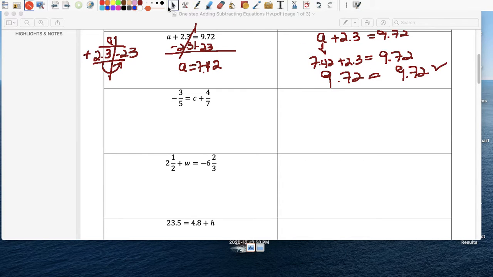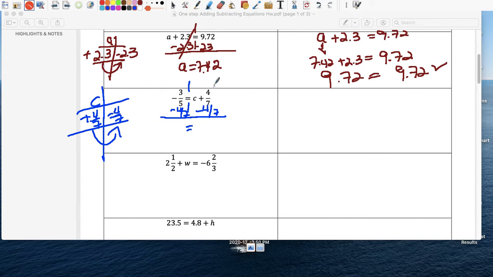Next one. So here's my variable c. What's happening to it? Somebody added 4/7 to it. So in order to undo that, I'm going to subtract 4/7 on both sides, left and right. So I'm going to do minus 4/7, minus 4/7. And these two, plus 4/7 minus 4/7, goes away, and I'm left with c. And I have no idea what that is, so give me a second.